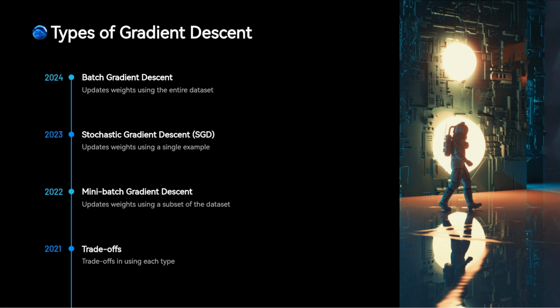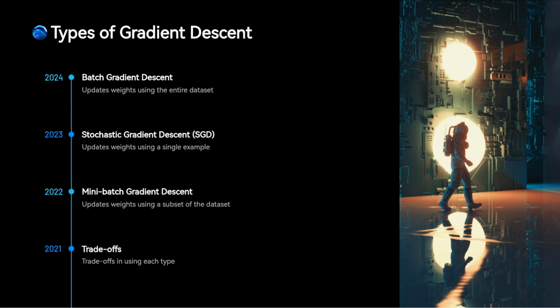In stochastic gradient descent, SGD, weights are updated after processing each individual data point, making the algorithm much faster but more noisy. Mini-batch gradient descent strikes a balance by updating the weights after processing a small random subset of the dataset. Mini-batch gradient descent is typically preferred in practice because it offers the speed of SGD and the stability of batch gradient descent.